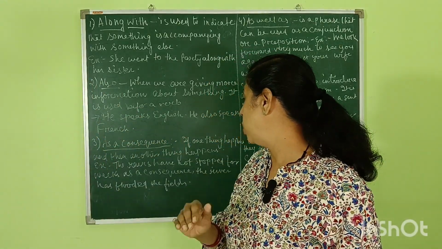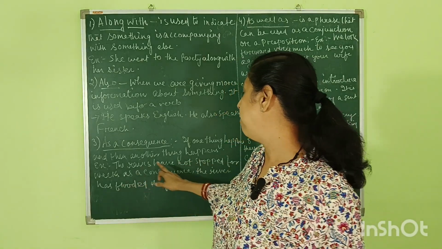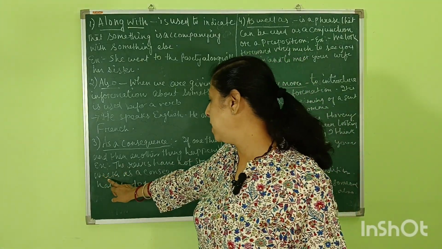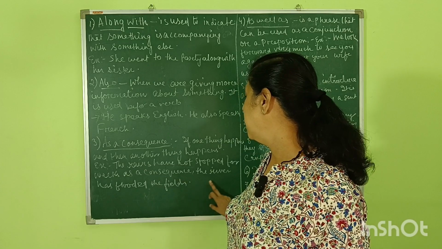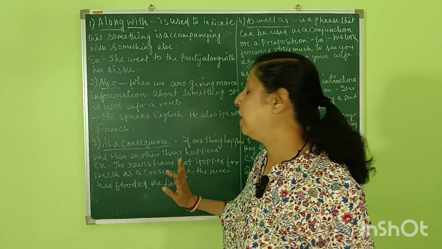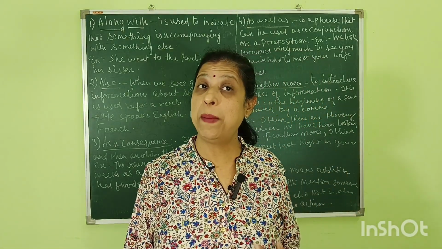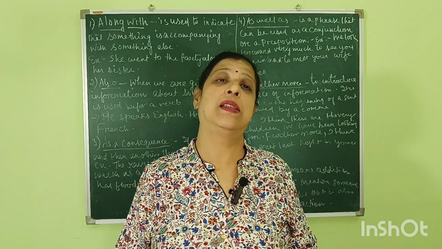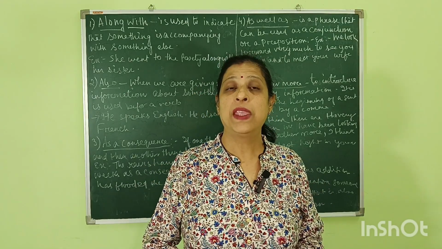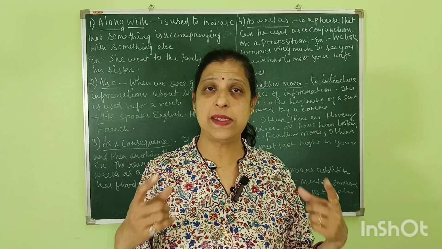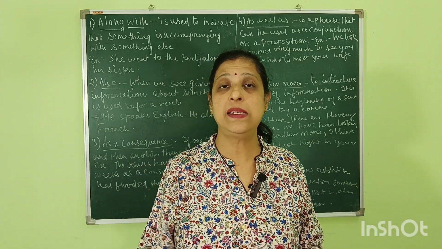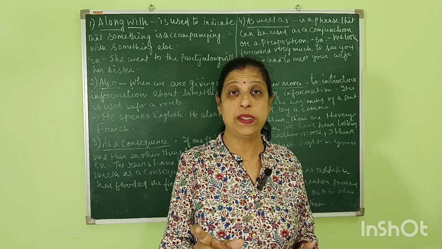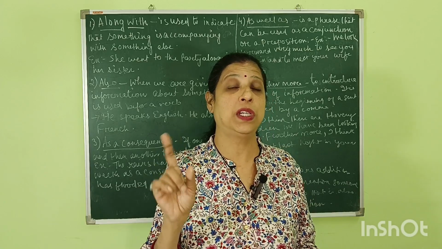The rains have not stopped for weeks. As a consequence, the river has flooded the fields. And remember, don't forget to put a comma after "as a consequence." Okay? As a consequence, it's a connected sentence. When you are using it, you will not forget to put a comma after that.